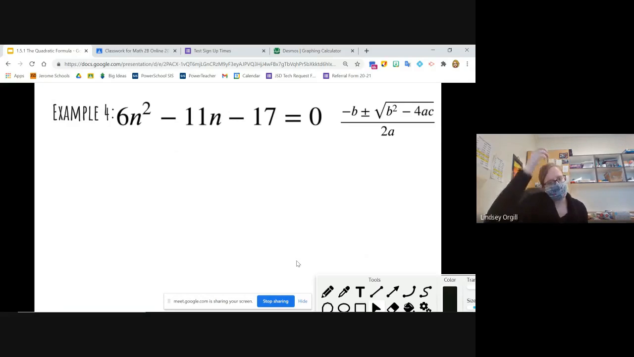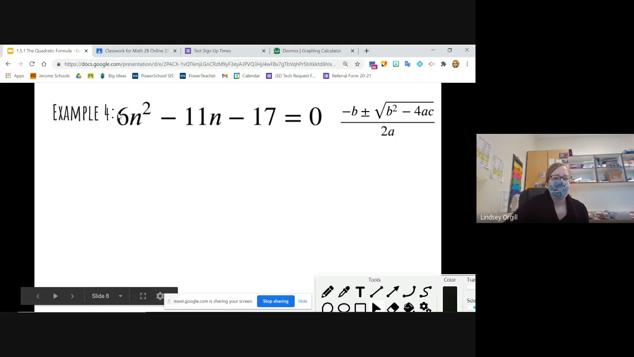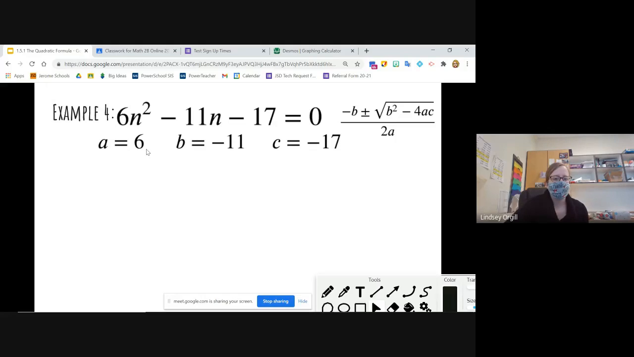Okay, so example 4, I am going to identify my A, B, and C by the order the numbers are in. So A is 6, B is -11, and C is -17. And then plug it into the quadratic formula. Notice in the formula there's a negative b, but my b is negative, so I'm going to have a double negative. So negative, -11, plus or minus, and then I'm going to have a -11 squared minus 4 times 6 times -17 all over 2 times 6.